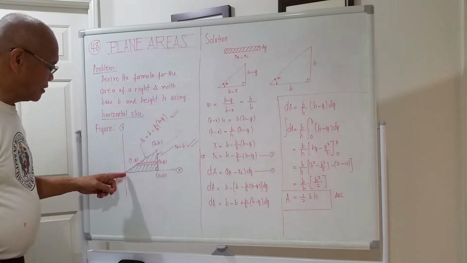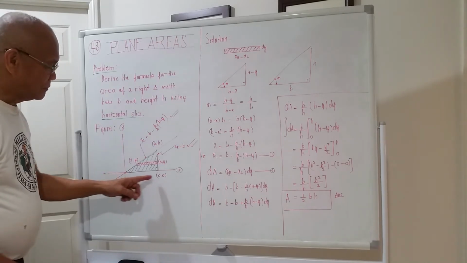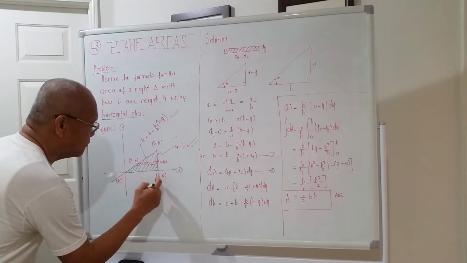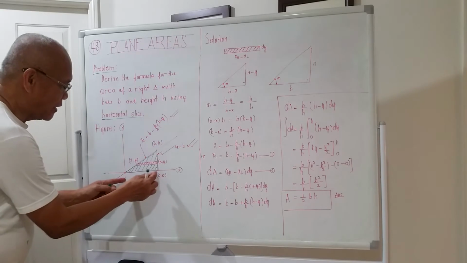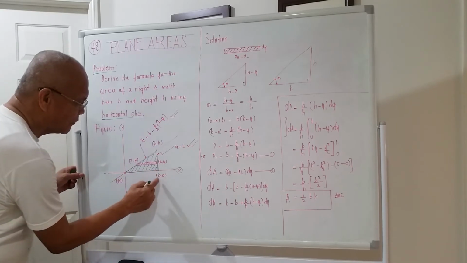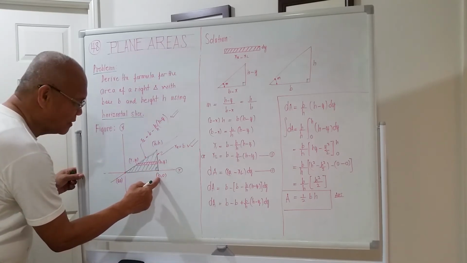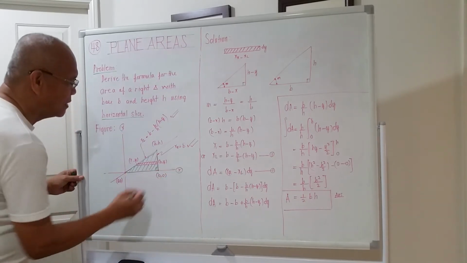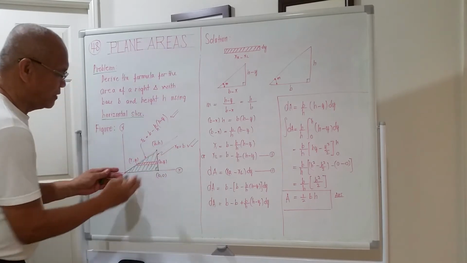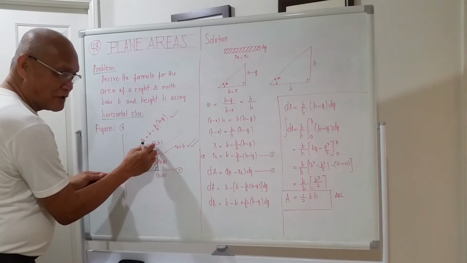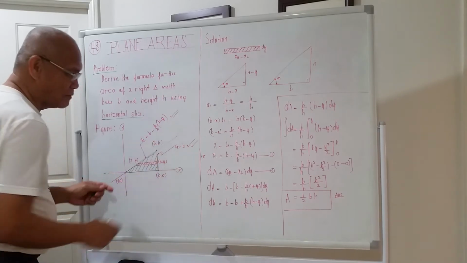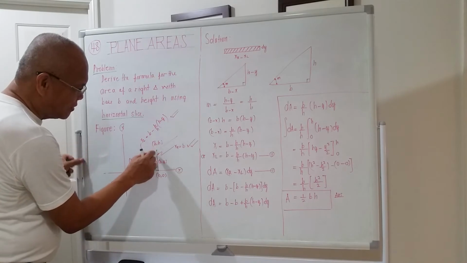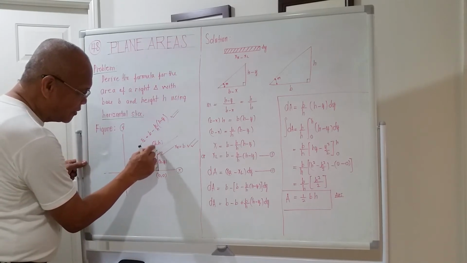This point here should be 0, 0. This point here should be b, 0. The x here will be the base and the ordinate is 0. So this point here is b, 0. This point here should be, the abscissa is b and the ordinate is h. Okay, this is b and this is h. So the coordinates of this point here is b and h.